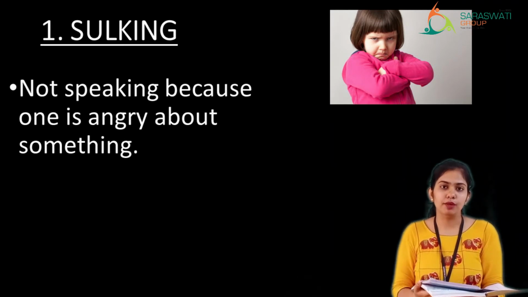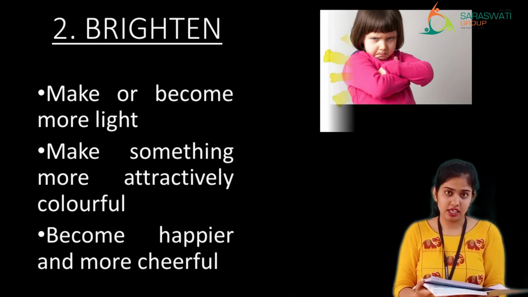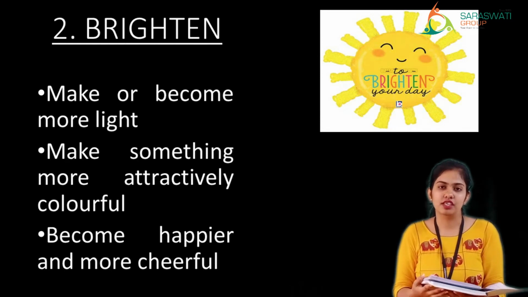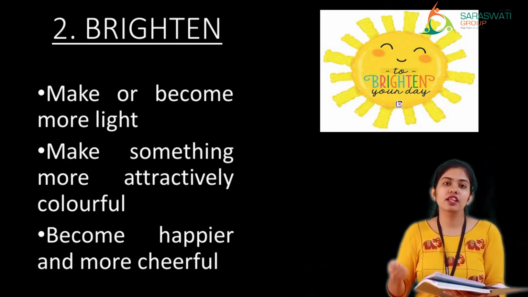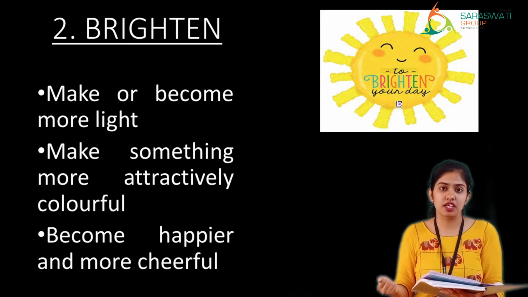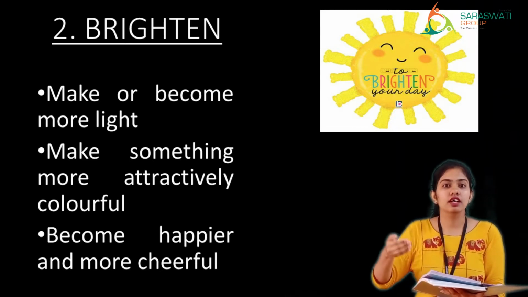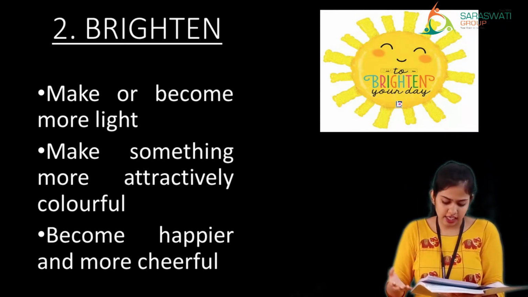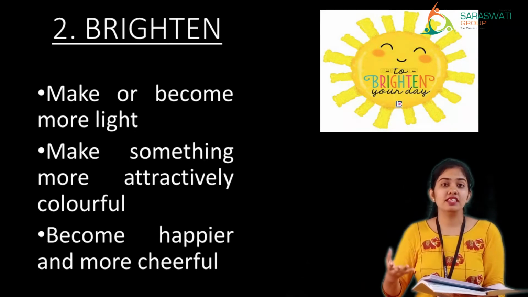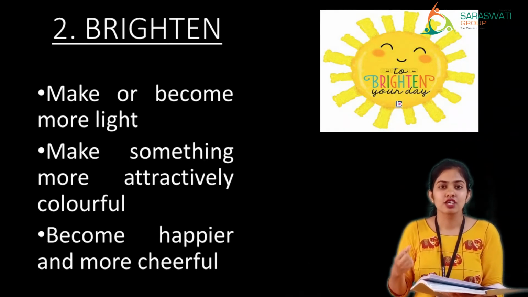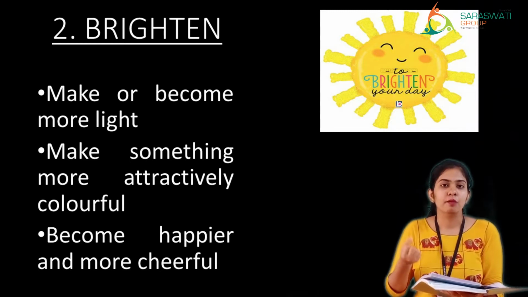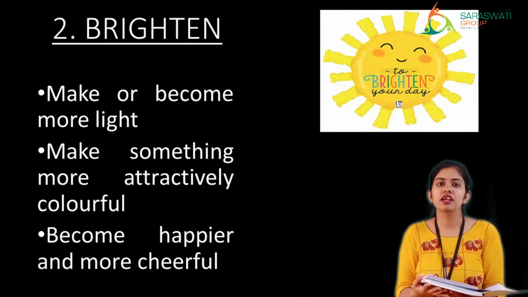Number 2, brighten. Brighten means become happier and cheerful. Now let's take the example in the context of the chapter only. When the girl came out of the room, she saw the cake, and by seeing the cake, her eyes brightened up and she sparkled. So here you can see brighten, उसकी आँखों में एक चमक दिखाई दी by seeing the cake, because now everyone was celebrating her birthday.